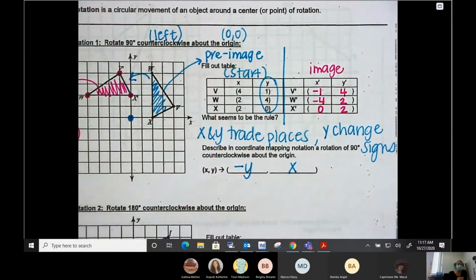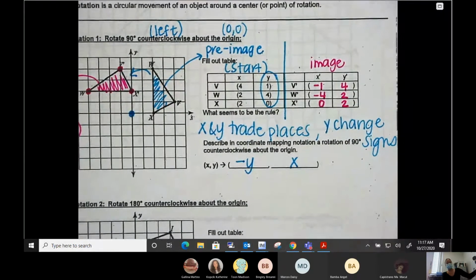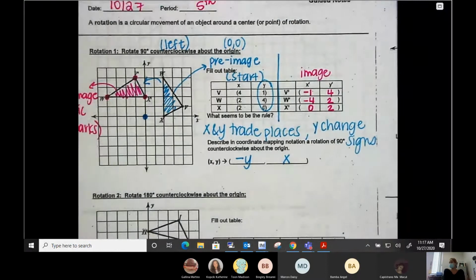All right, so we're going to do the same thing for the next 2 rotations. We're going to write the coordinates. We're going to see if we can find a pattern for each one. All right, questions on that one before we go on?